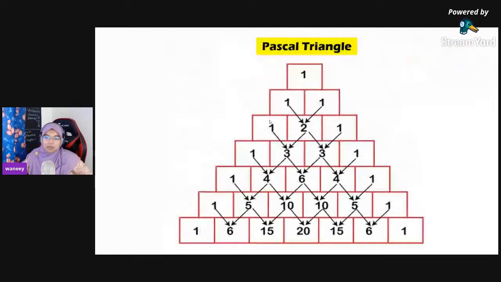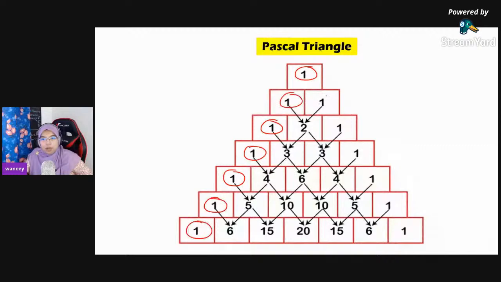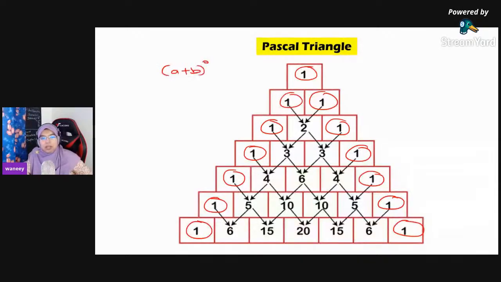Okay, let us go to the Pascal triangle. Okay, so this is Pascal triangle. On the left hand side and the right hand side, this is always 1. So we always have 1 on the left hand side and right hand side. So 1, 1, 1, 1, 1, 1, 1. This is actually for (a plus b) to the power of 0, so it will be equal to 1. Anything to the power of 0 is always 1.